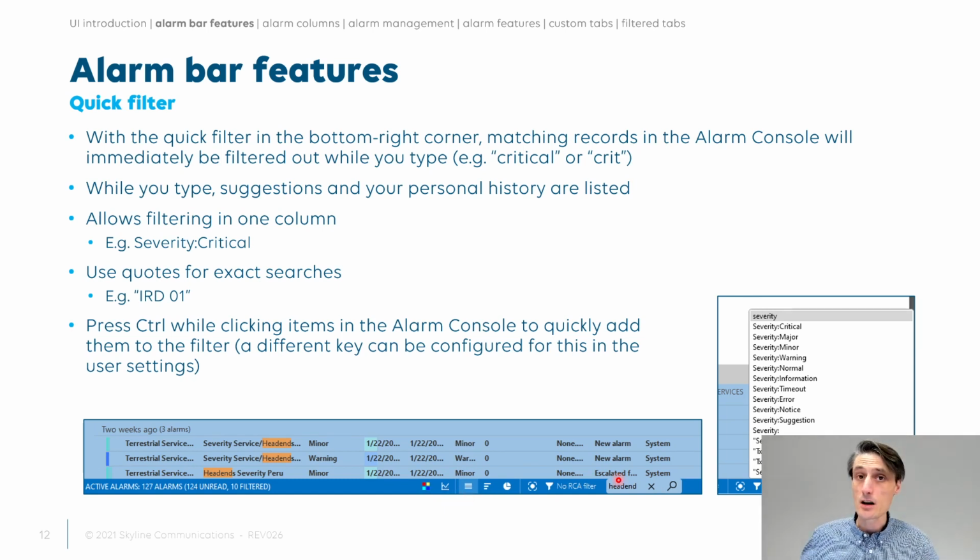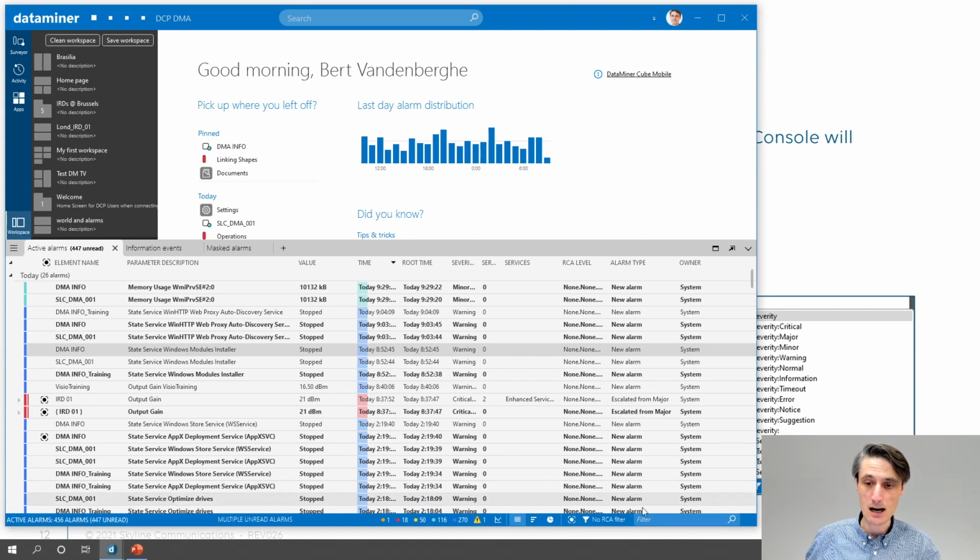The first one, starting from the right-hand side, is the filter. And that's probably the most interesting one because it's so easy to use. If you want to look for something in your alarm console, that's the first thing you go to. You quickly type something in there, a keyword, and it immediately filters down your alarm list. Very powerful. Let me show you how that works.